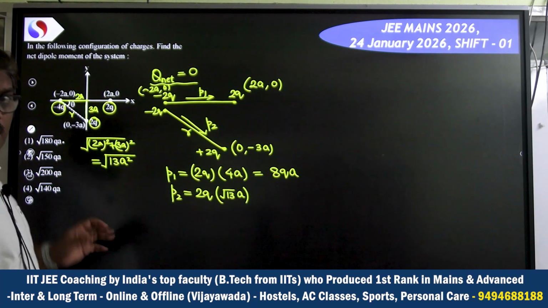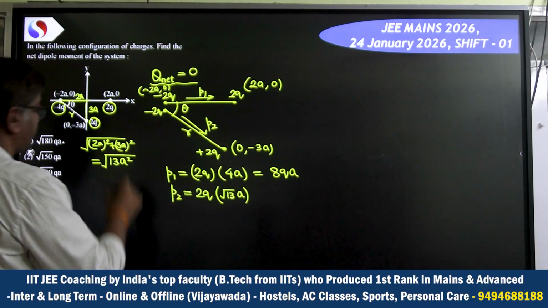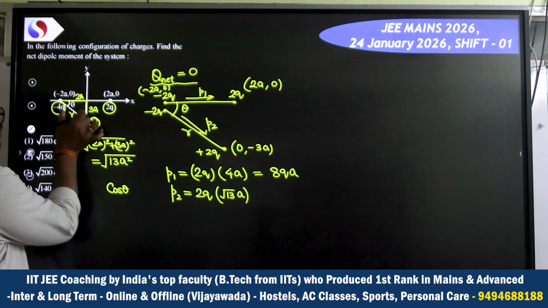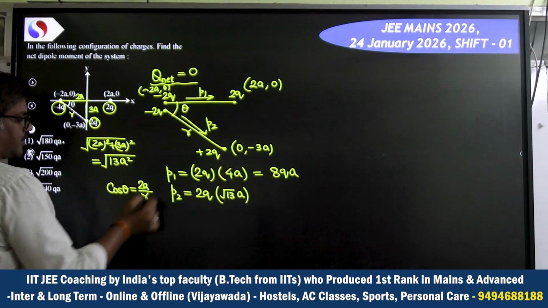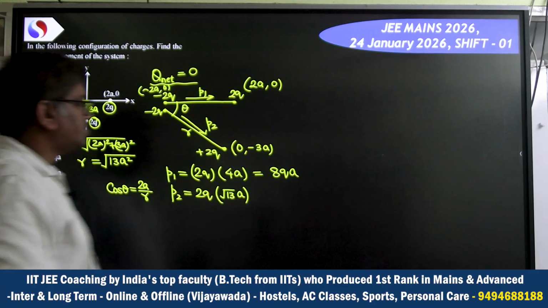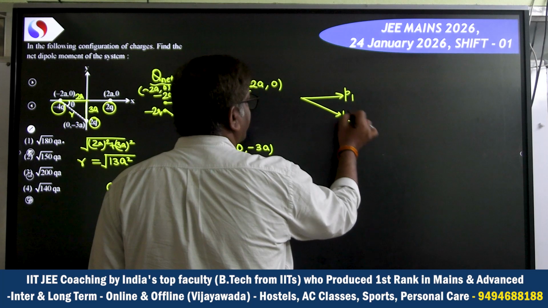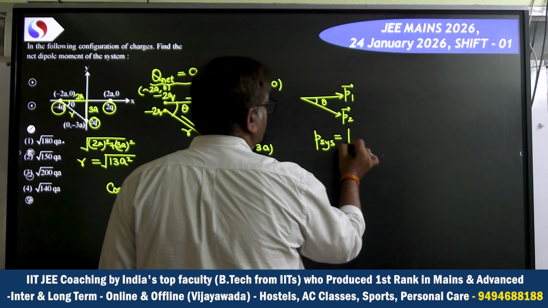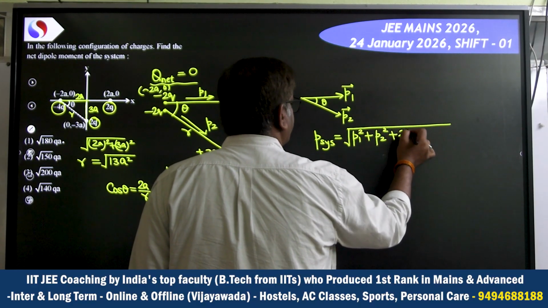That is your P2. Now we have to combine this P1 and P2 at an angle theta. And mind it, you should also remember this theta value. If I ask what is cos theta, you will say, sir, base upon hypotenuse. So base is 2a and hypotenuse is r, which is root 13 a. Now I am combining P1 and P2 at an angle of theta. Simply the vector sum gives P of the system as under root of P1 square plus P2 square plus 2 P1 P2 cos theta.